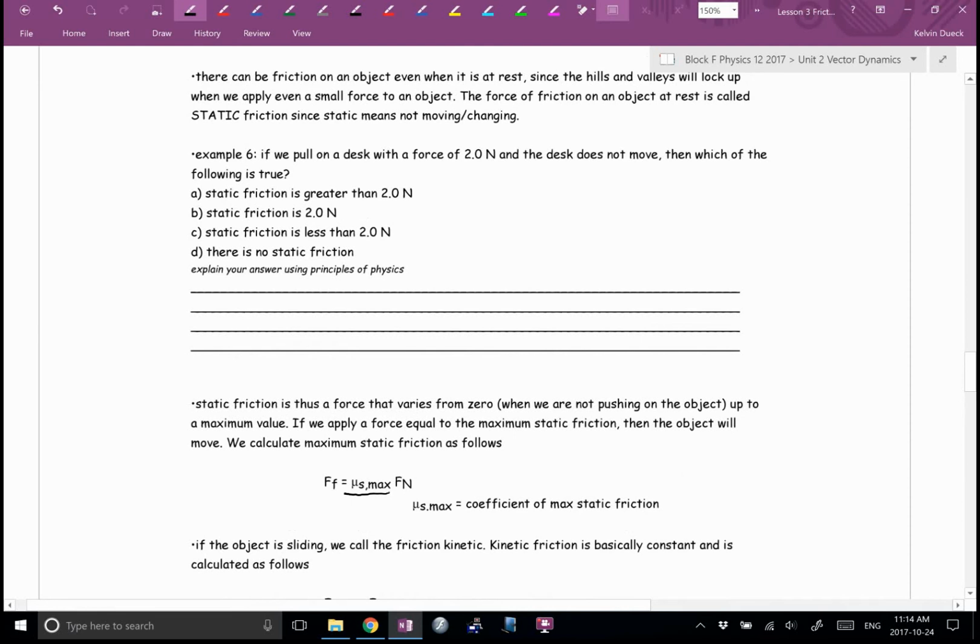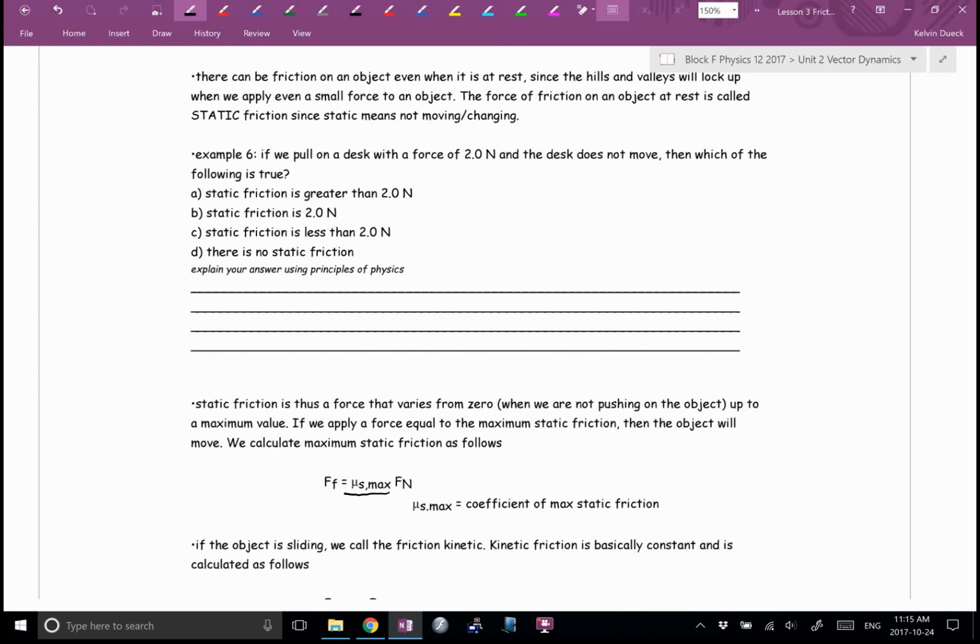Suppose I pull on a desk with a force of 2 newtons, and the desk does not move. Which of the following is true? A, static friction is bigger than 2 newtons. B, static friction is exactly 2 newtons. C, static friction is less than 2 newtons. Or D, there is no static friction.